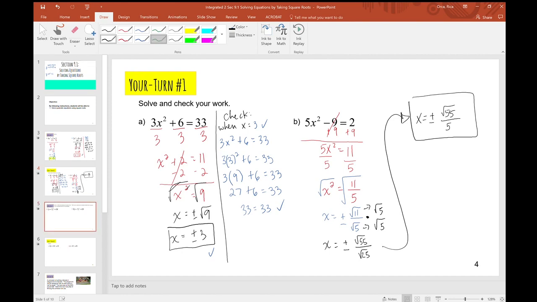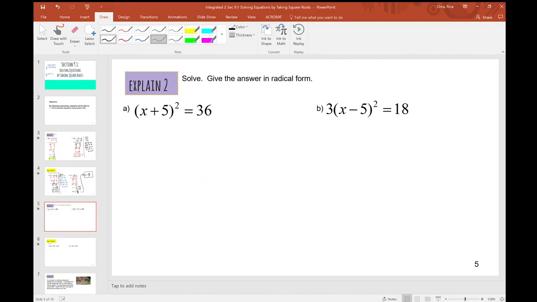Let's move on. So notice how in part A, the equation is in vertex form. And because it's in vertex form, we can go ahead and use the square roots method to solve this problem. If we look at the left-hand side of the equation, we need to get rid of the square. So we're just going to take the square root of both sides. The square and the radical are going to cancel out, and it's going to leave us with x plus 5 is equal to plus or minus the square root of 36.